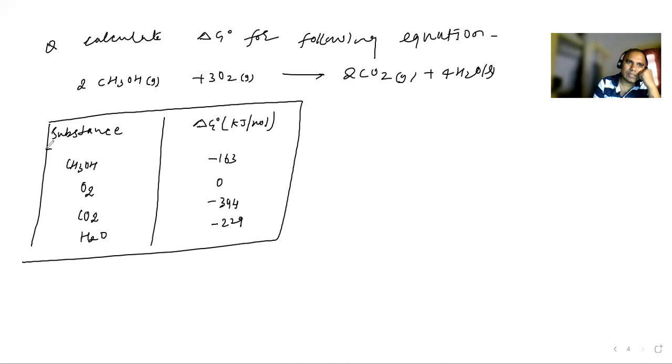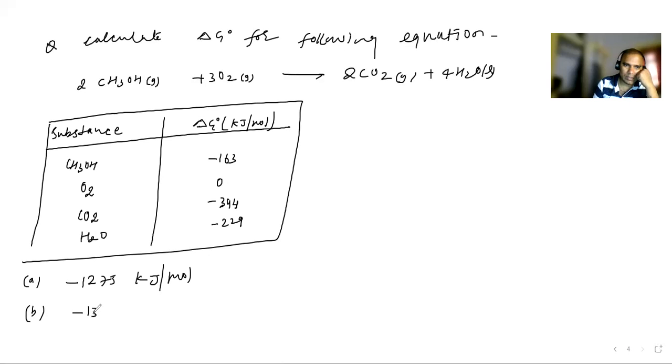The options are: A, minus 1275 kilojoule per mole, so you need not change the unit. B, minus 1375, same unit. C, minus 1475, and D, minus 1575, and the units remain the same. So what are we going to do? The Gibbs free energy of formation is given.